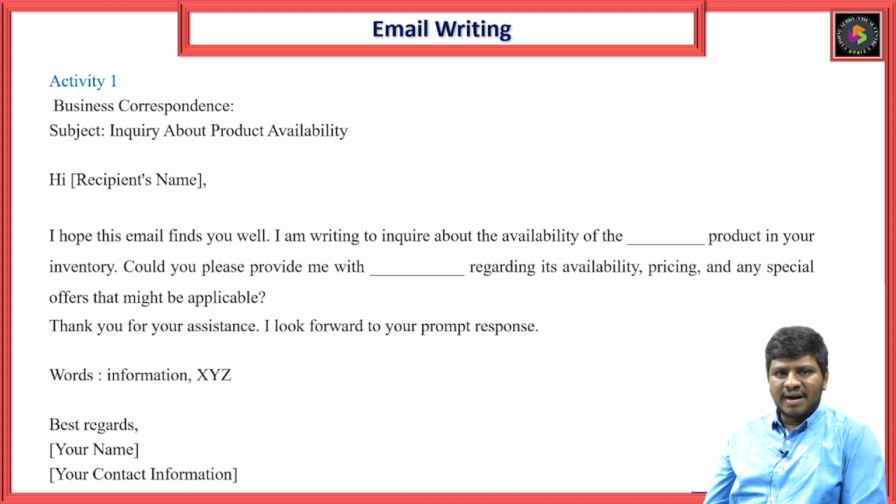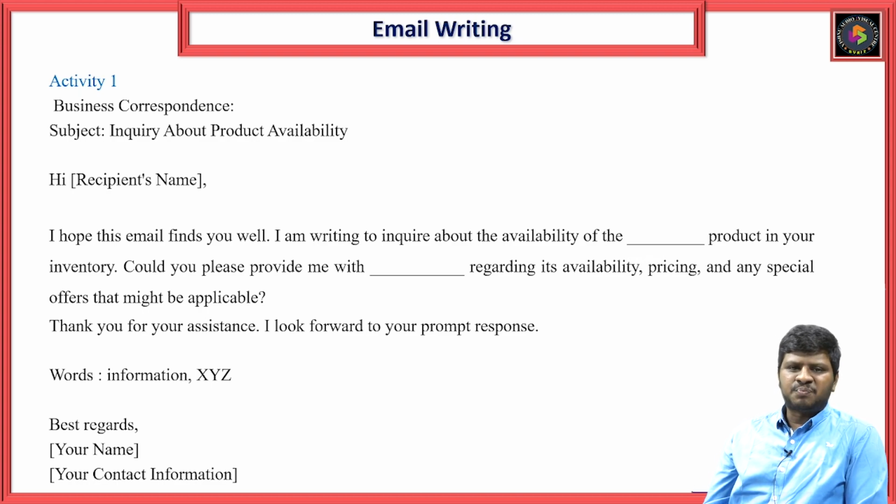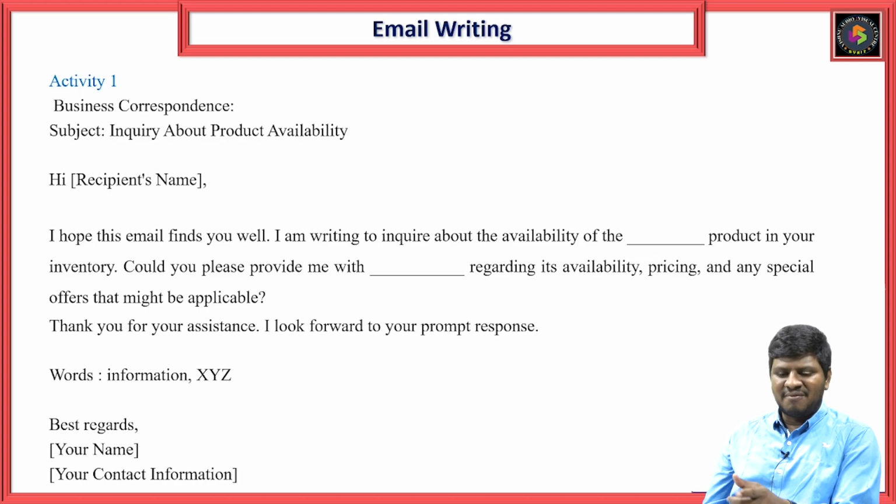Okay, so according to the context, they have to understand what word can fit into that particular blank. So if you see that, availability of the XYZ product. I have given XYZ, you can name it anything. And XYZ product in your inventory. Could you please provide me with information regarding its availability, pricing, and any special offers that might be applicable?